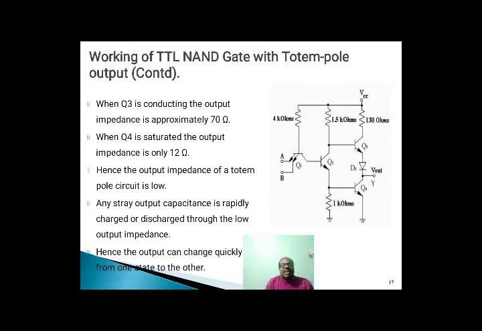Hence the output can change quickly from one state to another. When Q3 is conducting, the output impedance is approximately 70 ohms. When Q4 is in saturated condition, the output impedance is only 12 ohms. Hence the output impedance of a totem pole circuit is low.